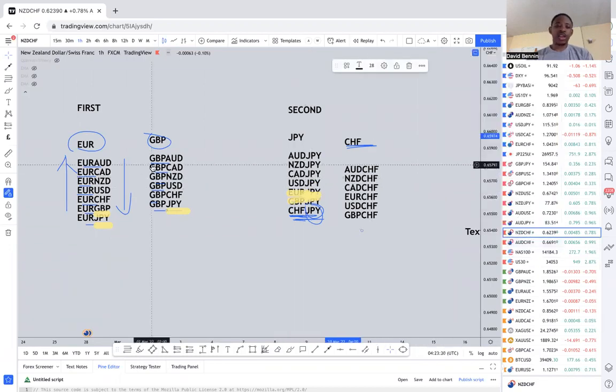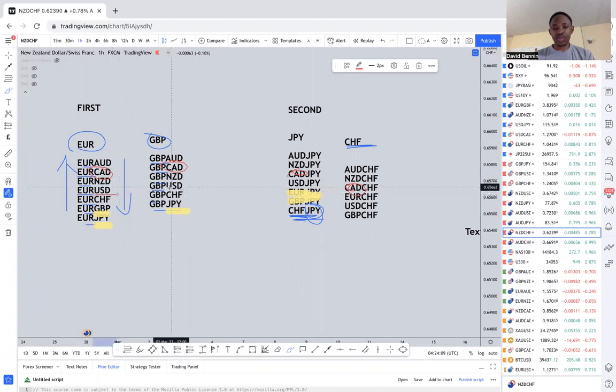So we can see that the euro follows a pattern, the pound follows a pattern, the Japanese yen follows a pattern, the Swiss franc also follows a pattern. But what we can see is that we have pairs like Canadian, which does not follow any pattern. Sometimes when it's paired with the euro and the pound, it is the second currency. When it is paired with Swiss franc and Canadian, it is the first currency. So those currencies can be first or second depending on what they're paired with.